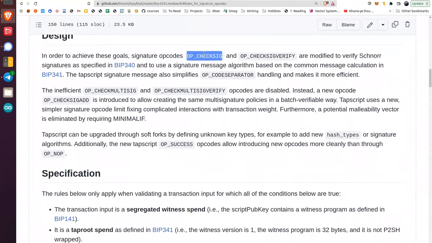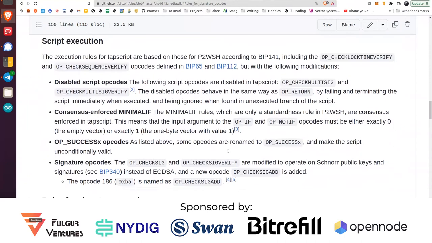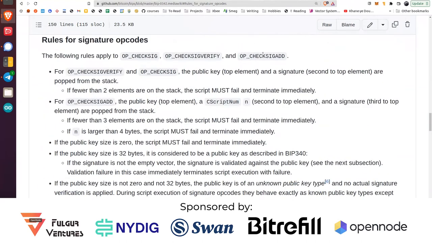So this is the BIP that redefines the opcodes that are now used in Tapscript, which is cool. So 342 redefines some opcodes and introduces a new one. What's the new one that it does? It's not in here. Where's the new one? Yeah, it's listed somewhere. Where do they add it? Oh, here, following rules apply. So they added a new opcode called checksigadd.